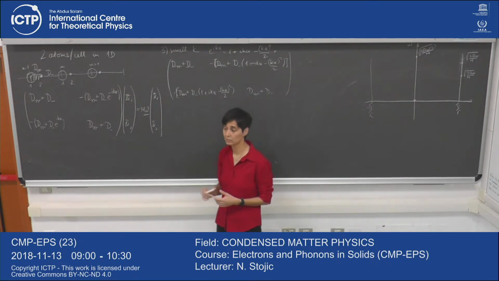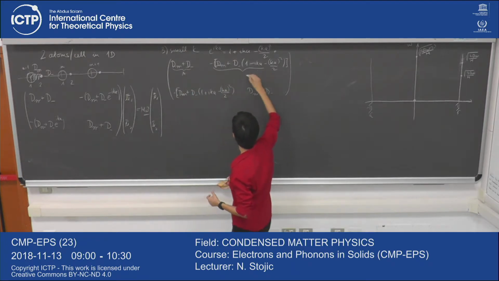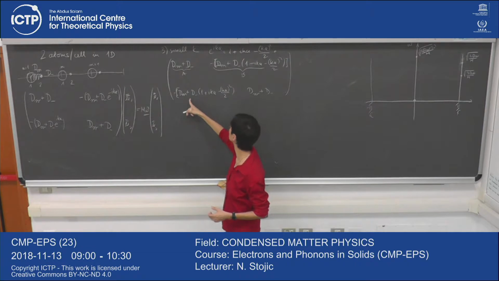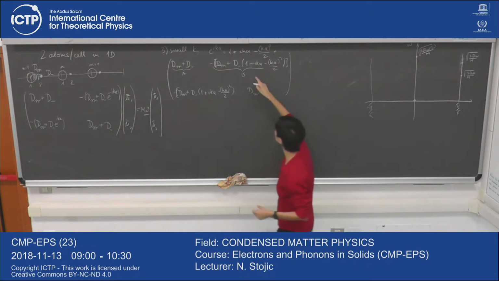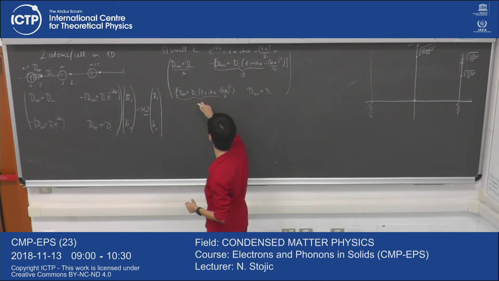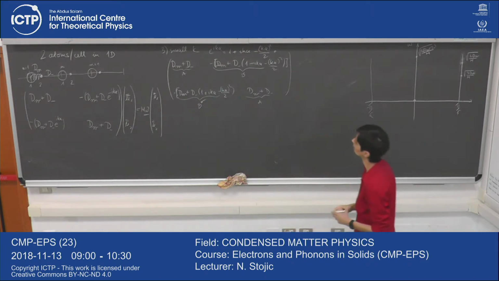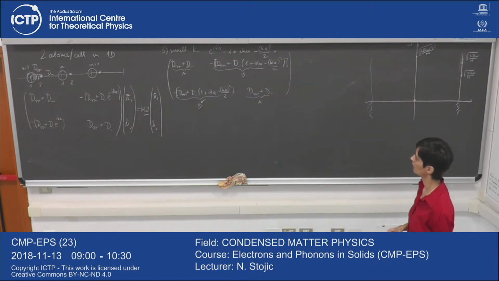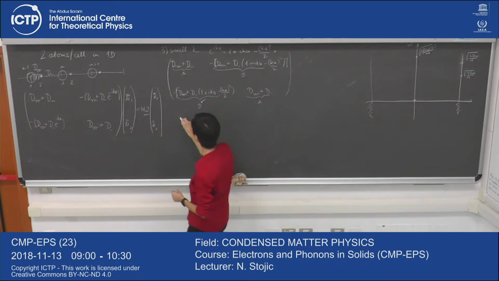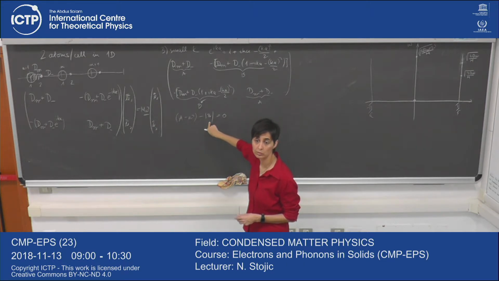To make things slightly easier, I will call this A, this B, and then this is the B conjugate. The difference being minus i k a here and here plus i k a. Here it's A. And then the eigenvalue equation will be A minus omega squared, minus the absolute value of B, equals 0. So I have to find the modulus of B.